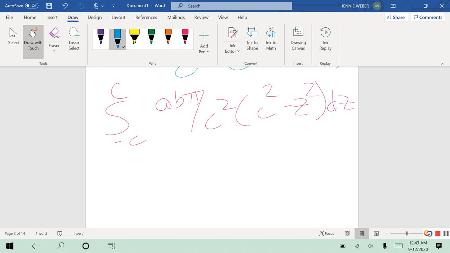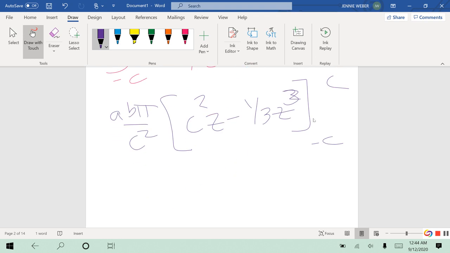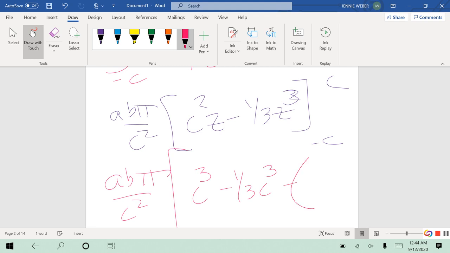Now, remember, when I look at this, the only thing I'm integrating with is z. The rest of these are just constants. So I'm going to have ab pi over c squared, and then I'm going to have c squared z minus 1/3 z to the third now, from negative c to c. Okay, so now I'm going to put in, so I'm going to have ab pi over c squared. I'm going to keep this out front. So here I have c to the third minus 1/3 c to the third minus, okay, negative c to the third. That's going to be a negative, so then this is plus 1/3 c to the third.